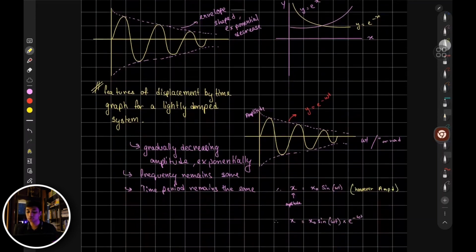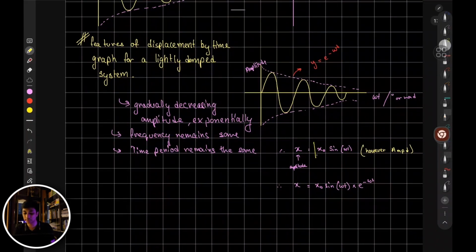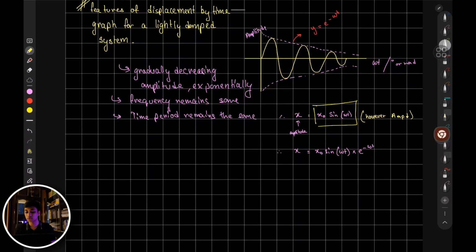For a normal case where damping is not happening, the displacement equation is given by x naught times sine omega t. Granted, you're plotting it against omega t and displacement. Your equation is going to be x naught, the amplitude, times sine omega t. So let's say this is your normal simple harmonic motion curve. In this case, this is the amplitude and this is your omega t.